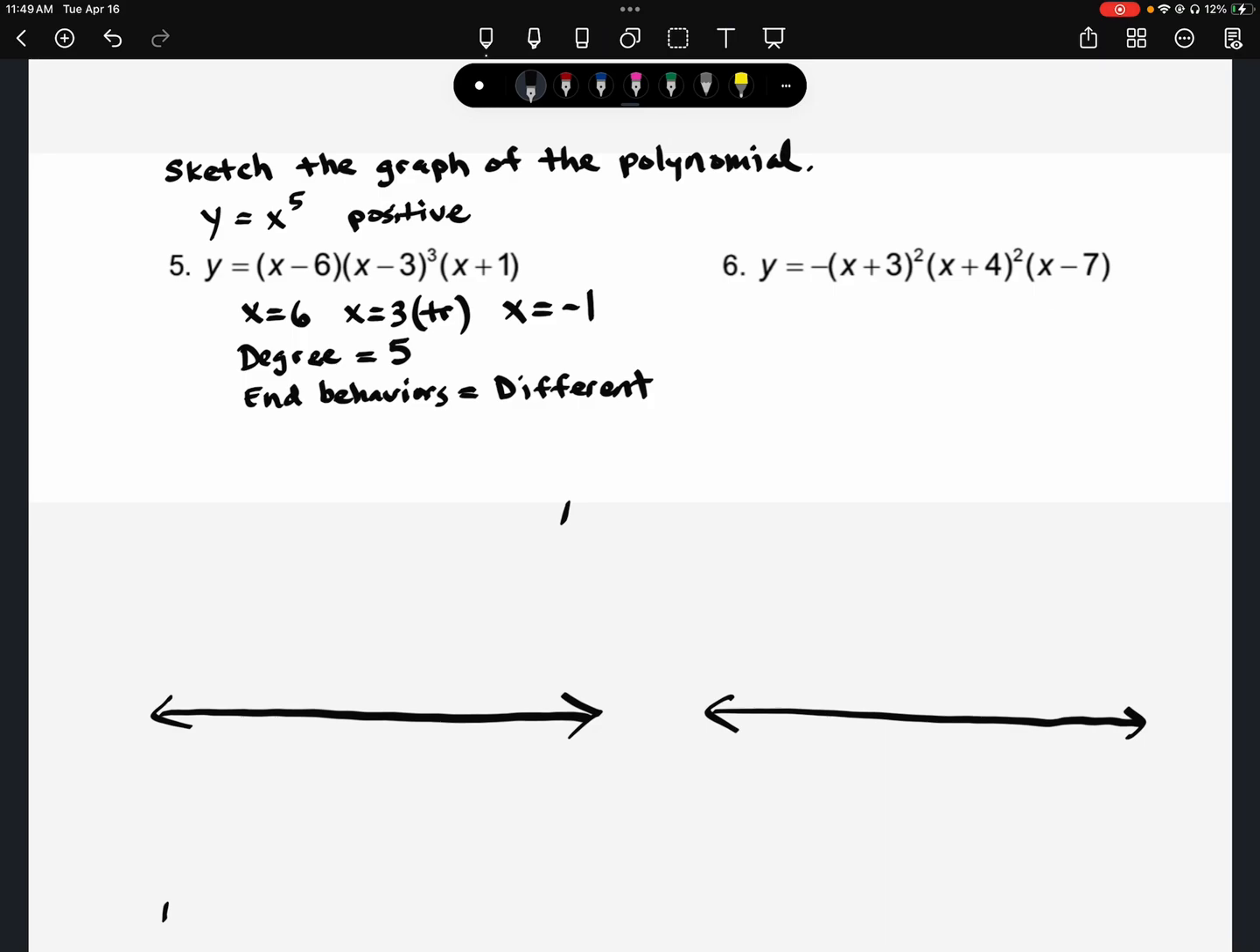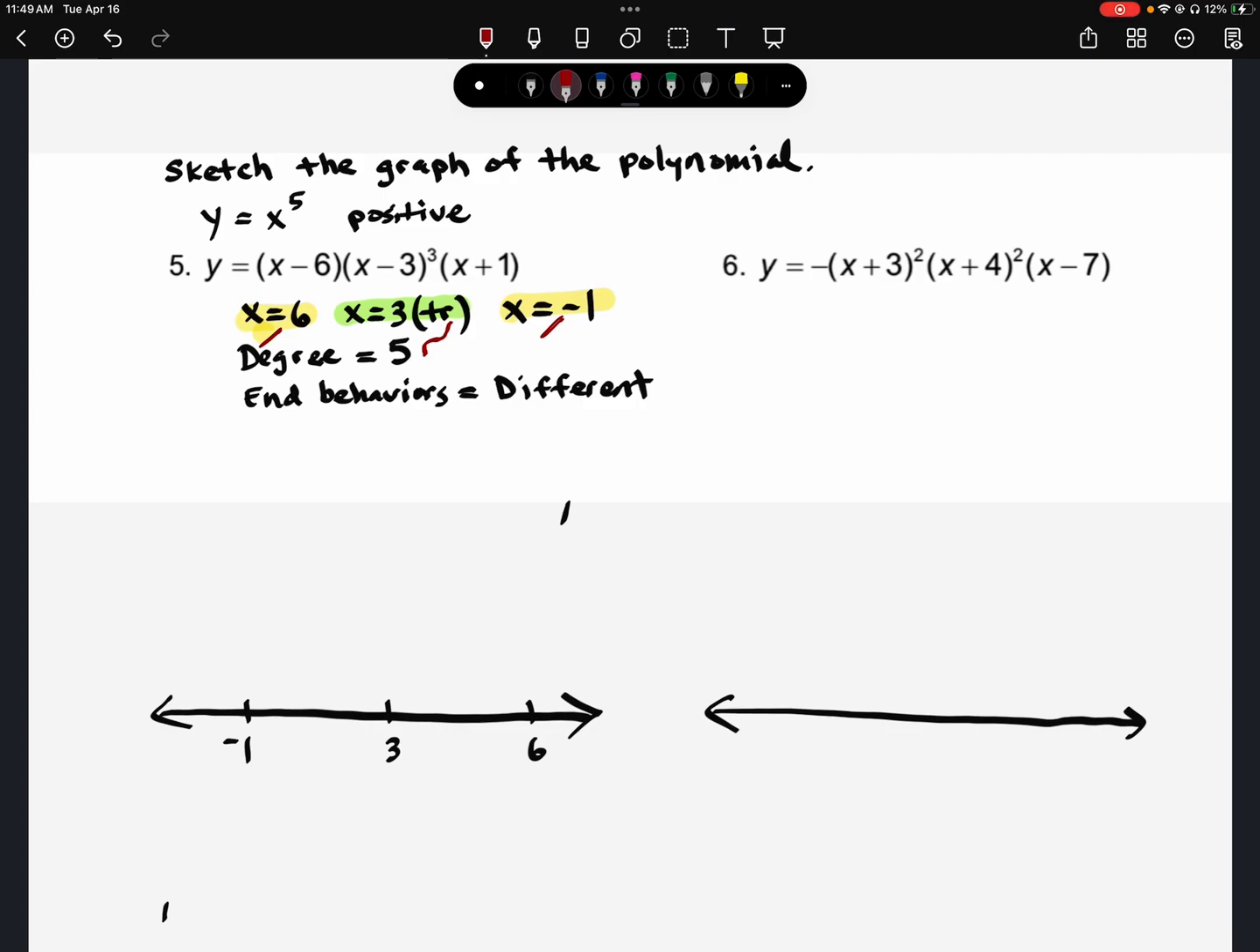Let's go ahead and add our root values to our number line. We've got negative 1, we've got positive 3, and we have positive 6. Okay, and then just make sure we identify this is a single root. We're going to pass straight through. And so at x equals negative 1, we're going straight through. And then if you recall, a triple root is where we make our little step, or it looks like a cubic function. So we're going to do something like that.